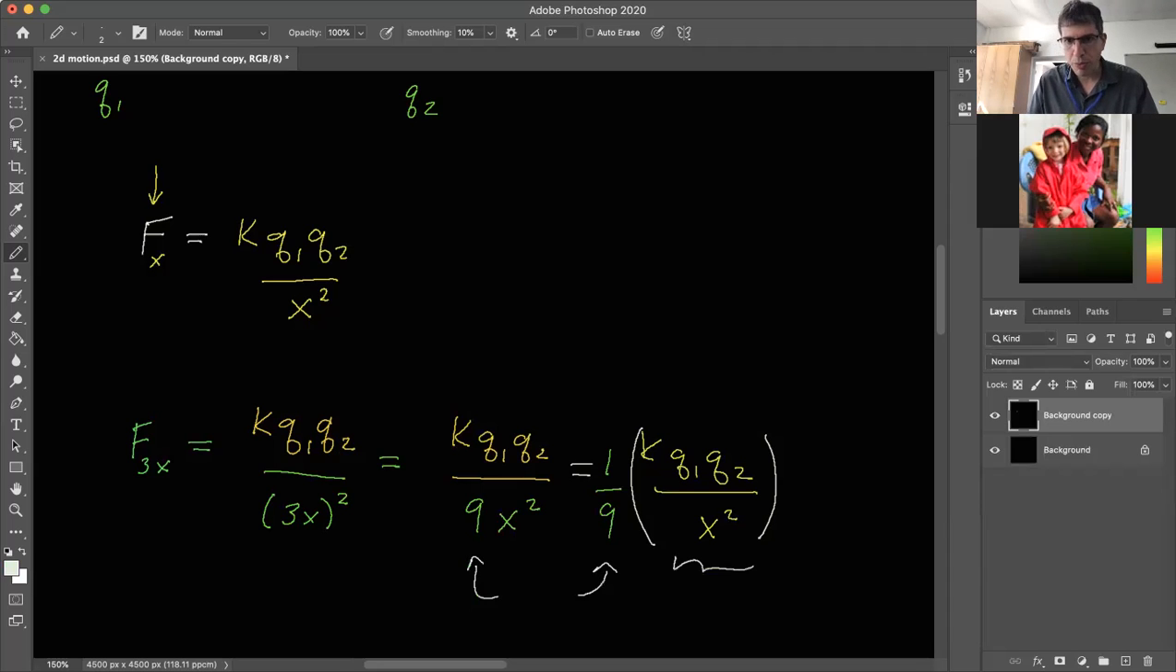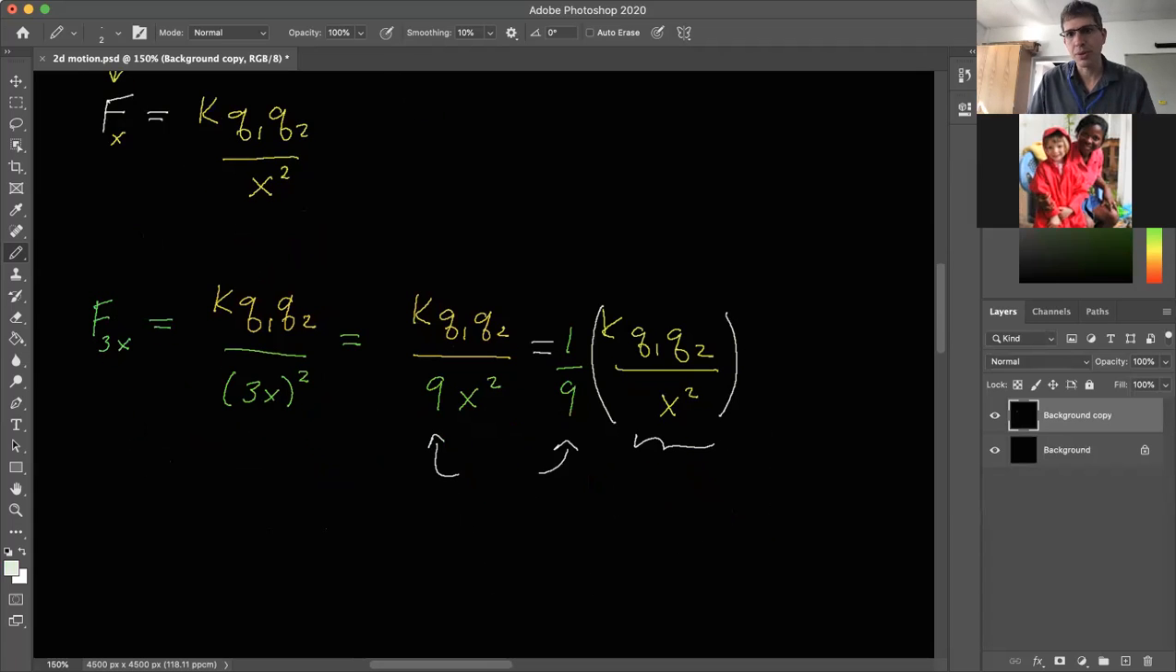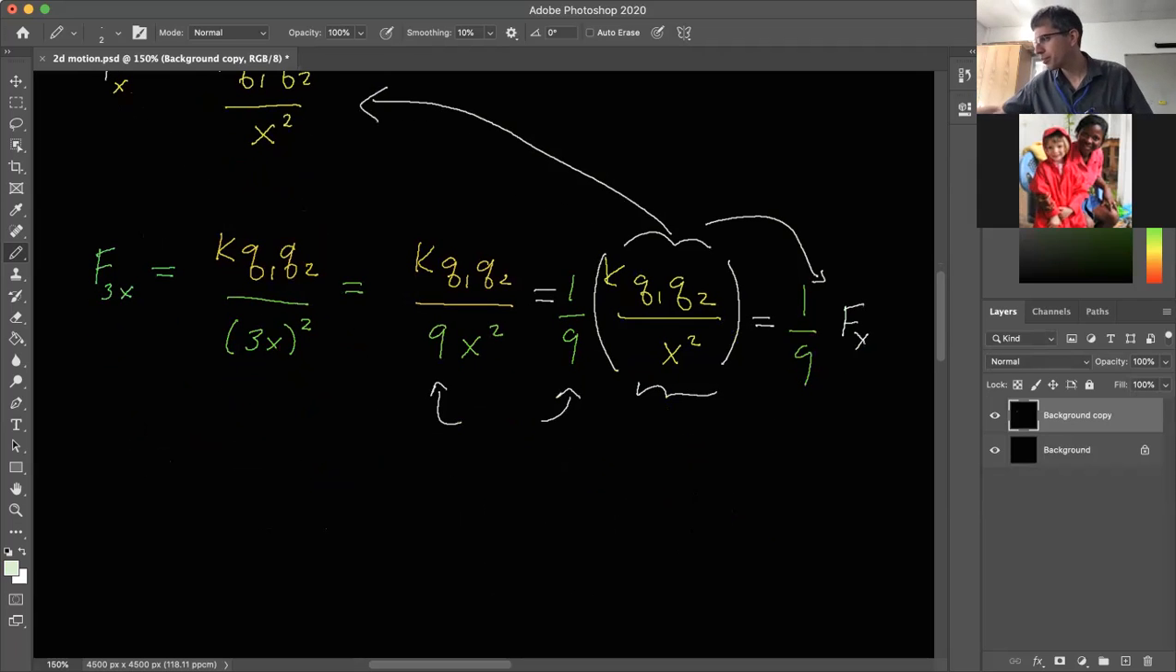And this term that's left, K times Q1 times Q2 divided by X squared, is just equal to what we had to start with, Fx. So this thing right here is just that term, which I've replaced over here. So for that very first one, the answer was letter C. So number 1 is C.